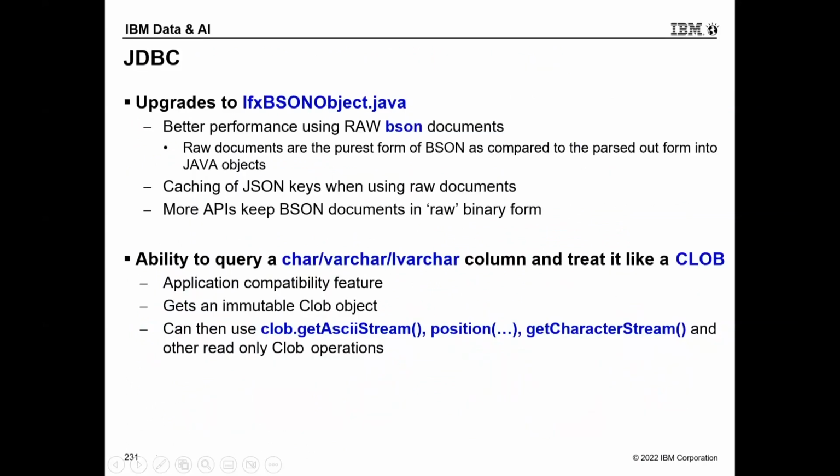So there were some upgrades to the IfxBsonObject Java class for JDBC. You get better performance because of this, using raw BSON documents. The raw docs are the purest form of BSON as compared to the parsed-out form in Java objects. Caching of JSON keys is now implemented when using raw documents. More APIs keep the BSON documents in raw binary form.